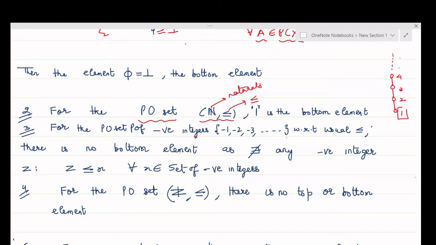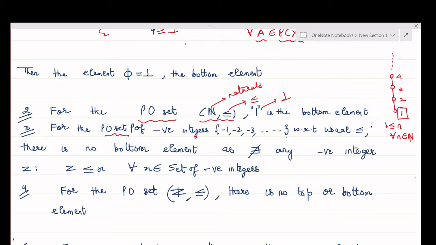And we can see that the natural number 1 is such that 1 is less than or equal to n for all n belonging to N. So 1 is smaller than every other natural number, which means that 1 is behaving like a bottom element. So 1 is the bottom element, inverted T. So this is another example of a PO set in which a bottom element exists.